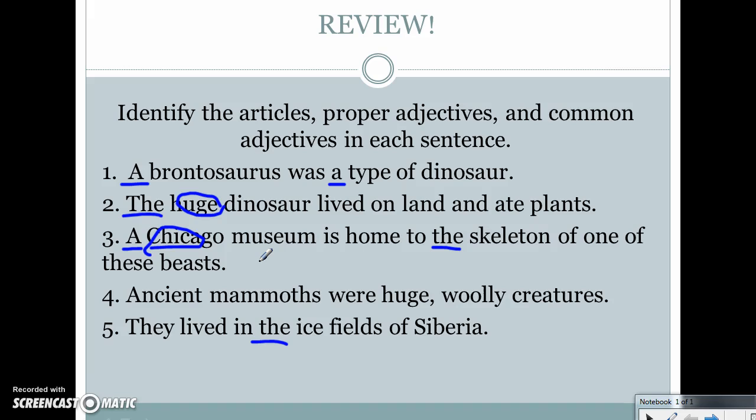I don't. Number 4, ancient mammoths, circle ancient because ancient is describing mammoths, were huge woolly creatures. Here, huge and woolly are adjectives describing creatures. Now, if you don't know what woolly means, I suggest you go look it up in a dictionary.